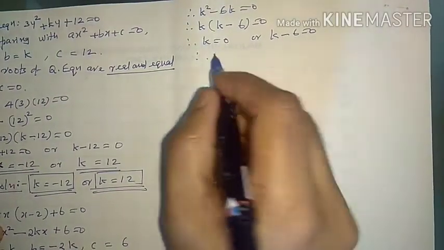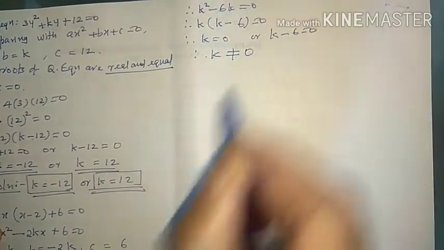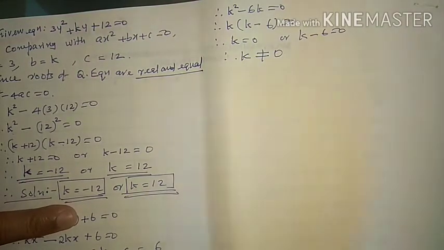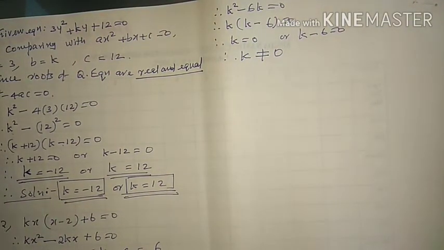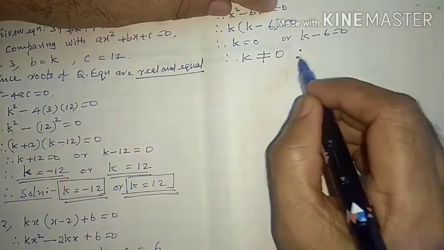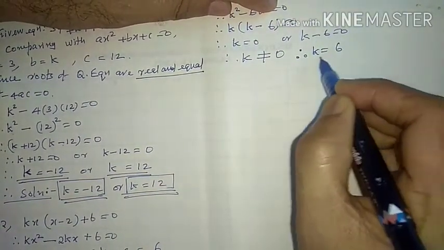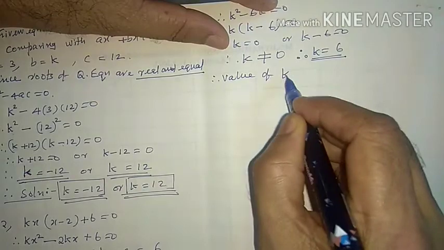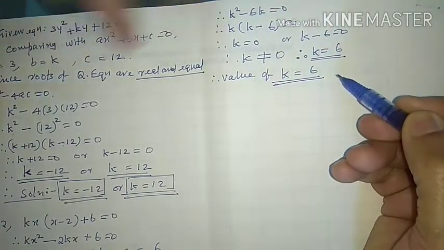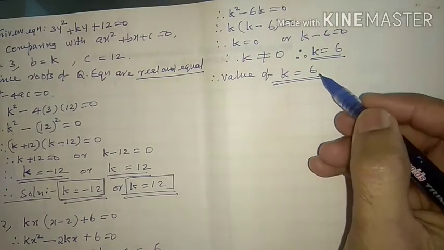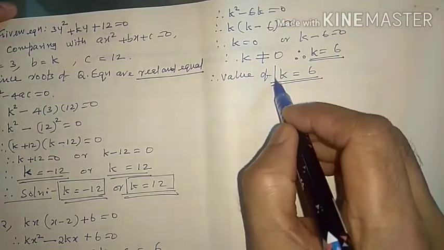Here in this equation k cannot be equal to 0. If k is 0, 0 and anything, 0 plus 6 is 0, a meaningless equation. The question will be meaningless if k is equal to 0. So k is not 0. Therefore, k equal to 6. Therefore, value of k equal to 6, so that the given equation is having real and equal roots. Value of k is equal to 6.